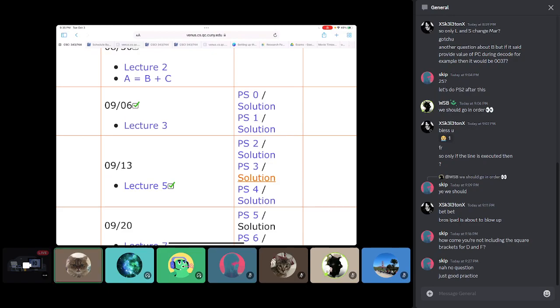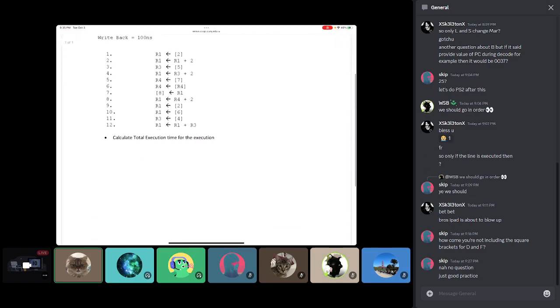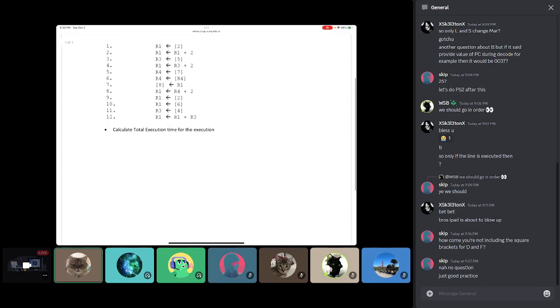Alright, problem set 4. It says consider given code with the following time taken. For each instruction, stage fetch is equal to 100 nanoseconds, decode is 125 nanoseconds, execute is 100 nanoseconds, memory is 300 nanoseconds, and write back is 100 nanoseconds. We have to calculate the total execution time for the program execution.